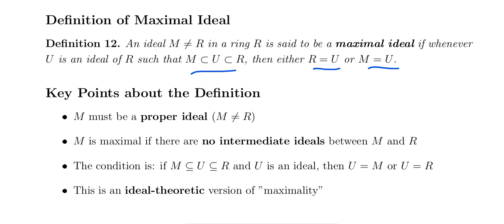Some ideal is called the maximal ideal with the condition that M is a subset of U, that is R equal to U or M equal to U. So M must be a proper ideal. And M is maximal if there are no intermediate ideals between M and R.